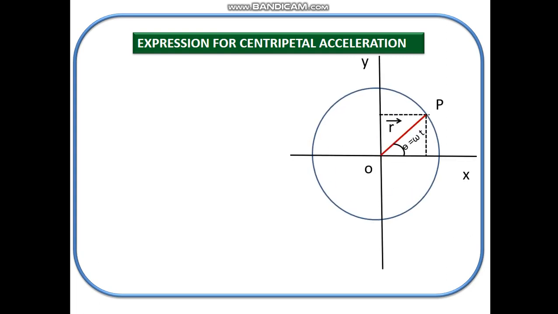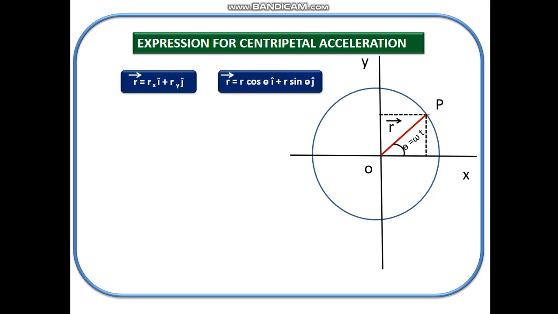Now let us find the expression for the centripetal acceleration. We take the diagram again. We know that the position vector r is rx i cap plus ry j cap. If you resolve r into two components, rx and ry, we can also write rx as r cos theta and ry as r sin theta. So r vector can be written as r cos theta i cap plus r sin theta j cap, where i cap and j cap are the unit vectors along the x and the y axis respectively.